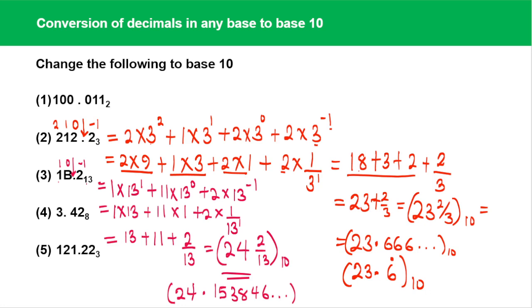So this is how you convert from a decimal number in any given base to base 10, my friend.